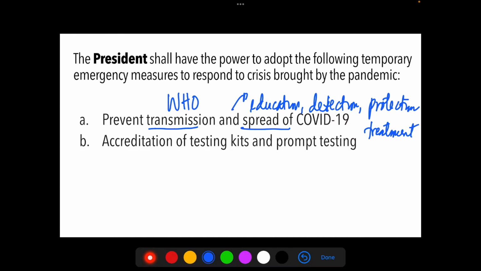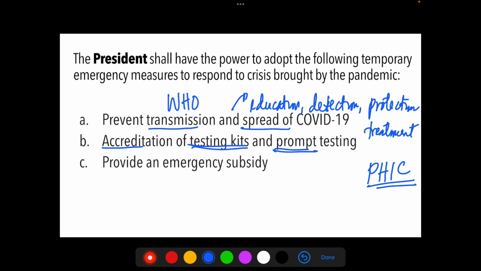Next one, to expedite and streamline the accreditation of testing kits and also to facilitate prompt testing by public and designated private institutions of the persons under investigations and the persons under monitoring. And also, as stated in this Republic Act, the cost of treatment for COVID-19 patients shall be covered under the National Health Insurance Program of the Philippine Health Insurance Corporation, or the PhilHealth.